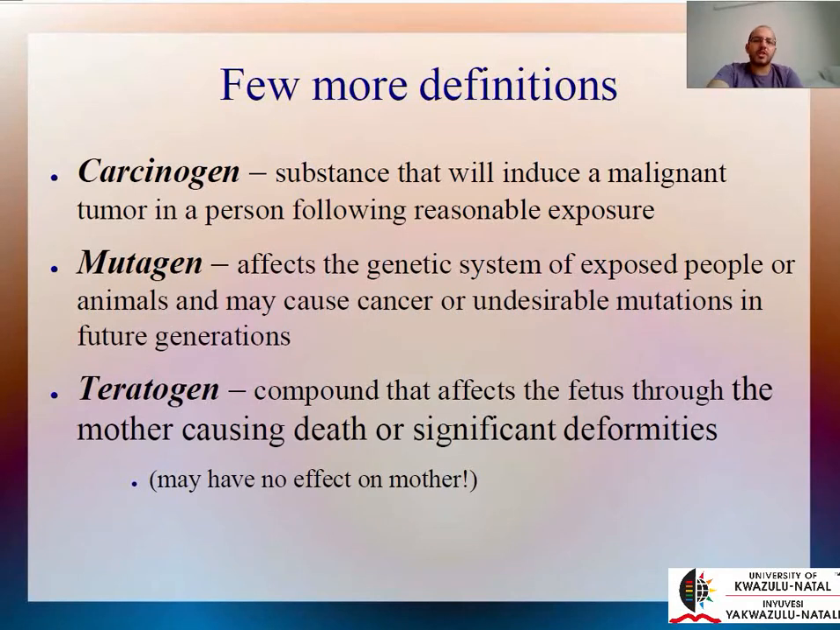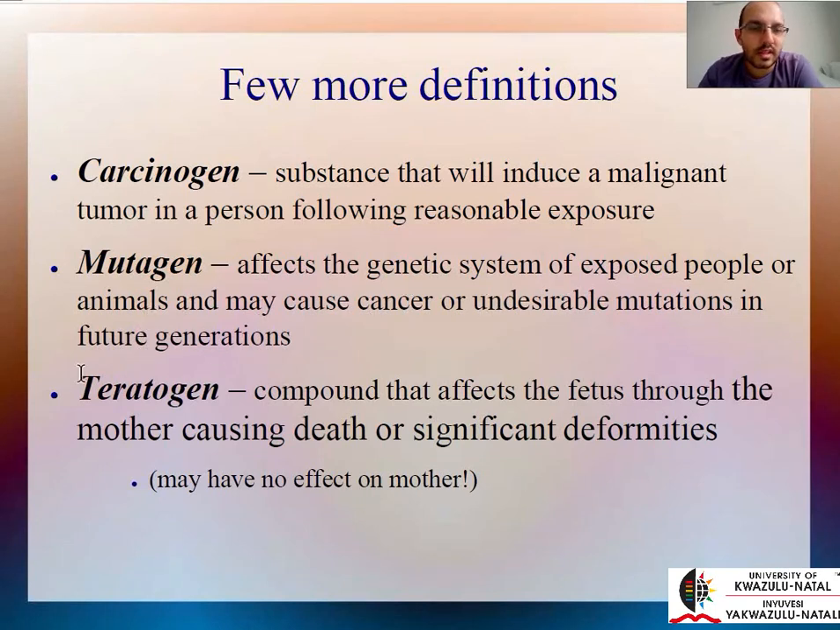Okay, and a few more definitions. Carcinogenicity refers to a substance that will induce a malignant tumor. So carcinogen, essentially cancer causing, in a person following reasonable exposure. A mutagen affects the genetic system of a person or an animal that is exposed. It may cause cancer or undesirable mutations in future generations. So this affects one's own body as well as one's progeny. So if they have kids, they might end up with certain genetic problems.